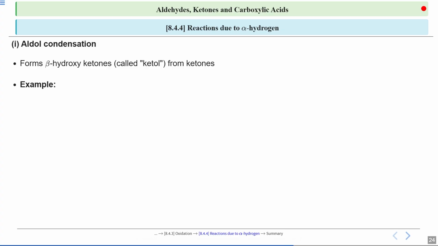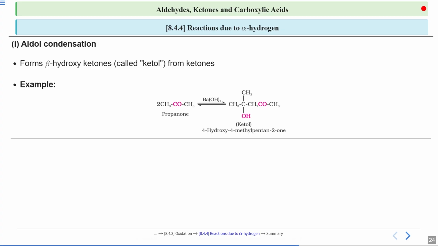So if we look at the example, we have propanone, which is a ketone. When you treat it with barium hydroxide, which is Ba(OH)2, it forms a ketol. And that ketol is 4-hydroxy-4-methylpentan-2-one. If you see, on the 4th carbon a hydroxy group is attached and a methyl group is attached. So you will get a ketol. And the mechanism will be similar to what we have studied in the case of aldehydes.